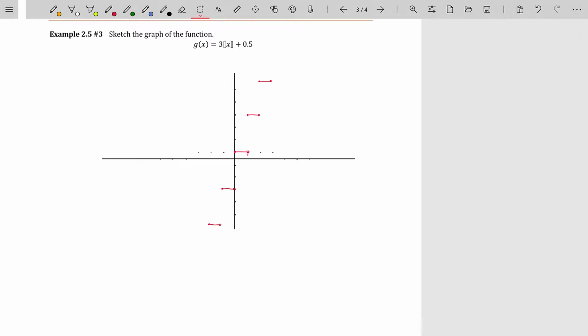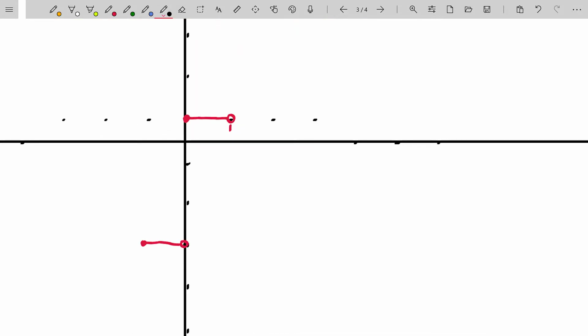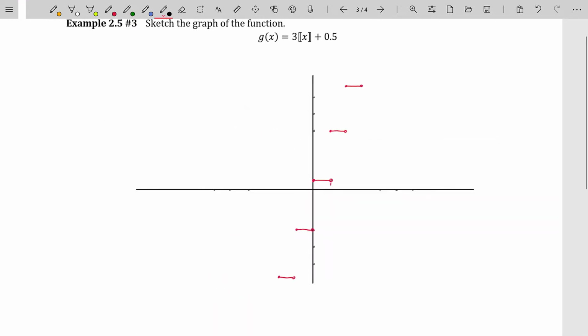I did lift it up half a unit, but because of the way that I drew my axes, it actually lifted the dots that I planted on my axes there. So I should probably erase those just to make them not visible. Same thing with these ones right here. There we go, something like that. So that is just the stretched and shifted greatest integer function.